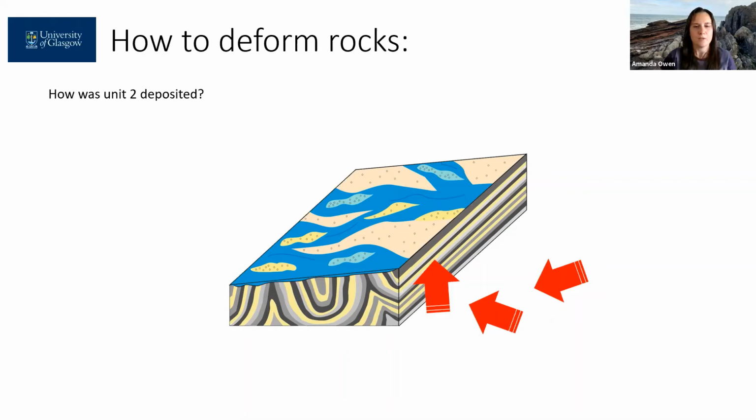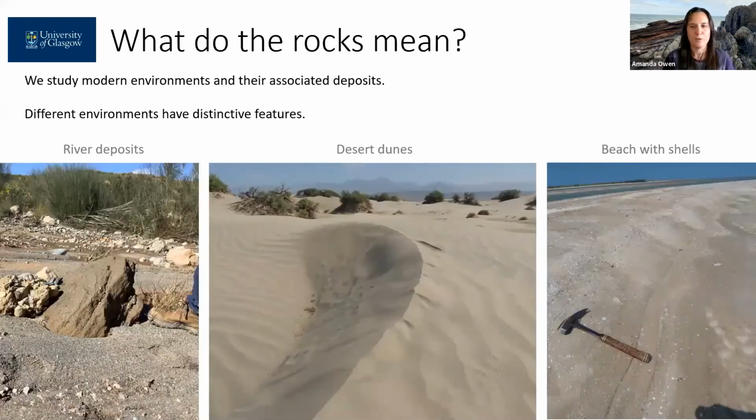So now we have determined how Unit 1 became vertical and how Unit 2 then eroded into it. We want to understand how we interpret the environments in which the sediments were initially deposited. Now, as geoscientists, what we do is study modern environments. Different environments around the world have distinctive features. So, for example, on the left-hand side of the image there, that is a river deposit. It's quite near the mountainous area, so the grains and the clasts are quite coarse. They haven't yet been broken down into small, fine sand particles. But it's a very distinctive deposit that we find in river environments.